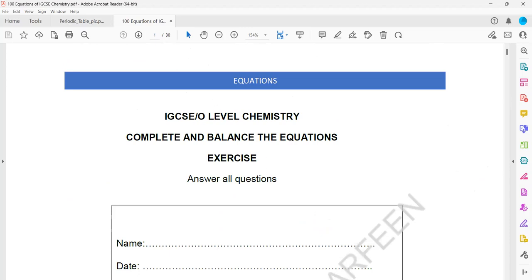So this was covered up to page 23. The remaining we'll do in the next session.